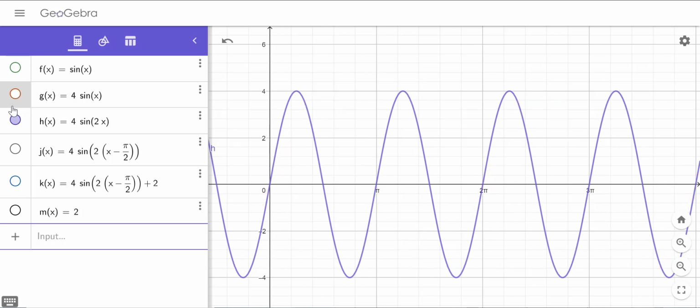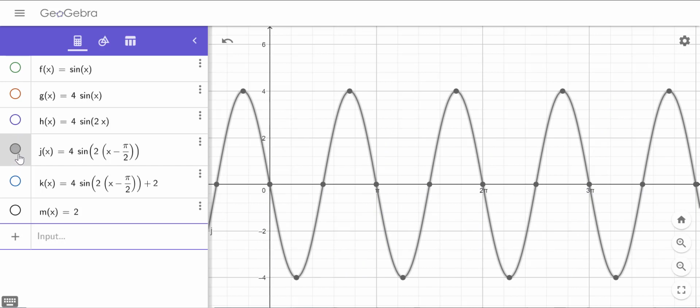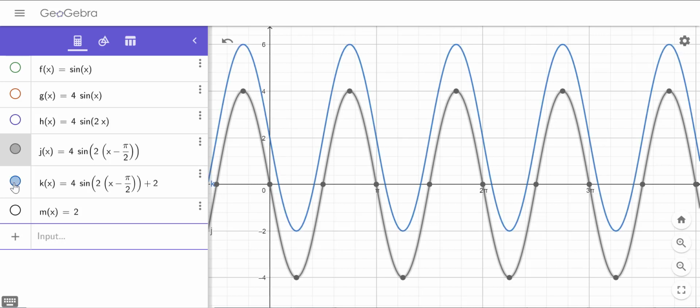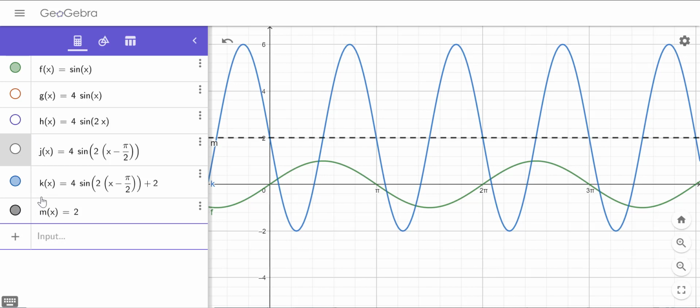From the purple graph, we move it pi over 2 units to the right. So we'll have a look at the purple, turns into this grey one. So that's being moved. And then finally, the grey one, we're going to move it 2 units up. So the grey graph turns into this final blue graph. And now just for reference, I'll put the initial graph and the final transformed graph there with the new equilibrium.